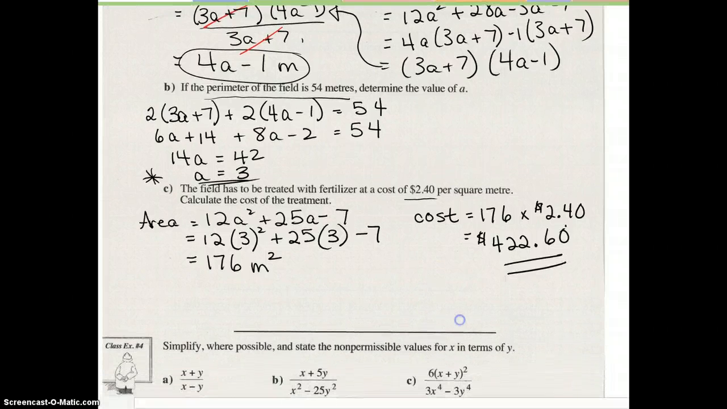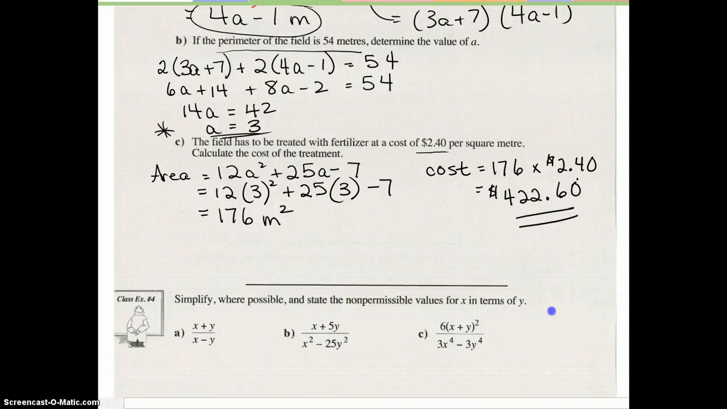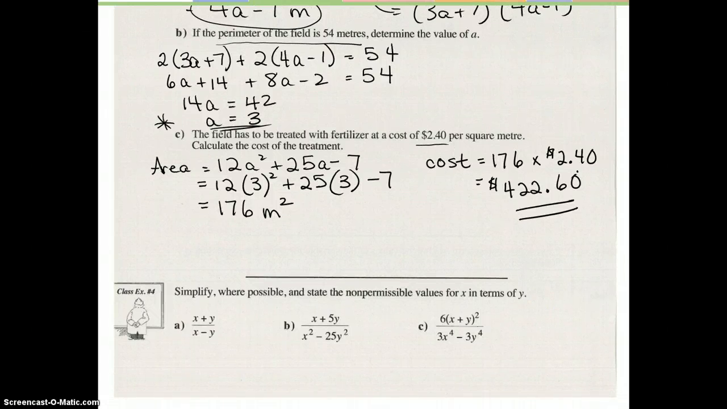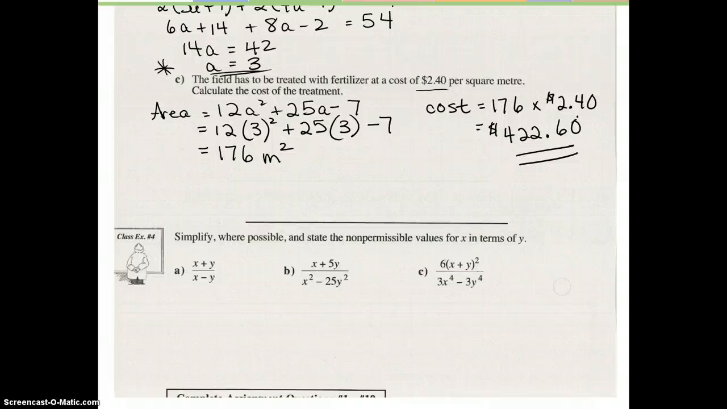You may want to stop and restart this, because I did probably go a little fast, but it's really very straightforward, so have a look at it.